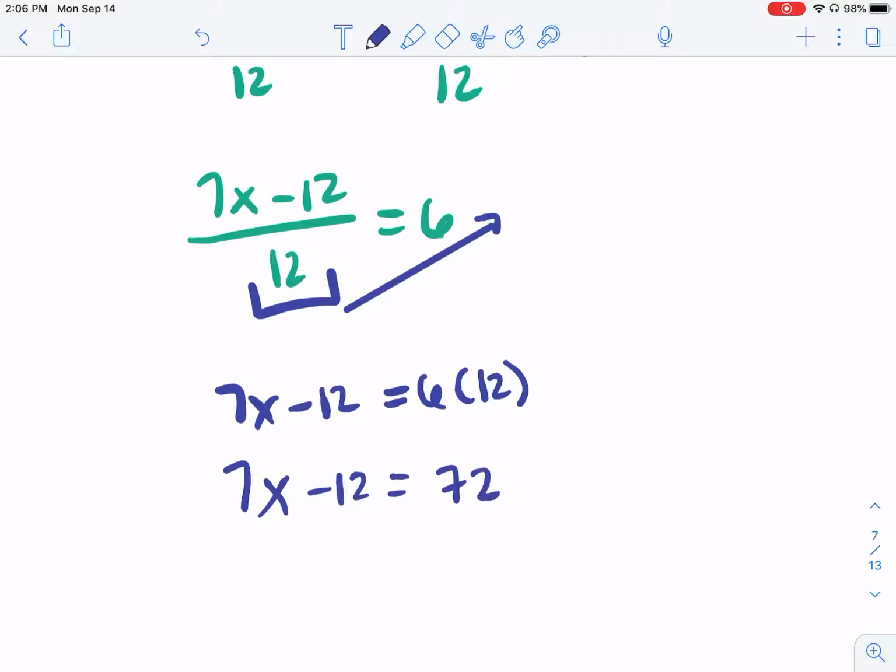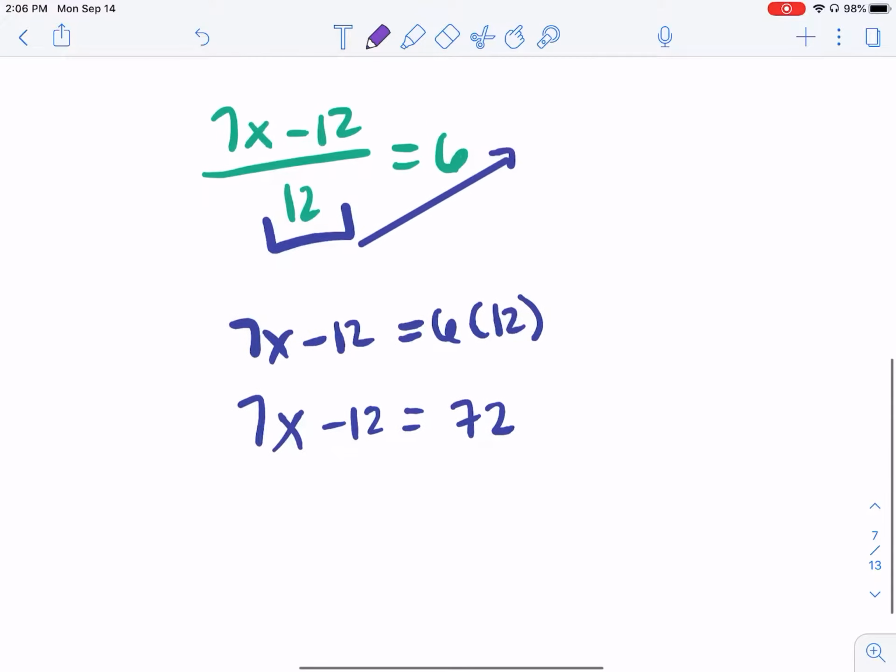And I did say, go ahead and actually multiply. So that's what I mean here. I did go ahead and actually multiply. Now that I've done that, I'm ready to solve.